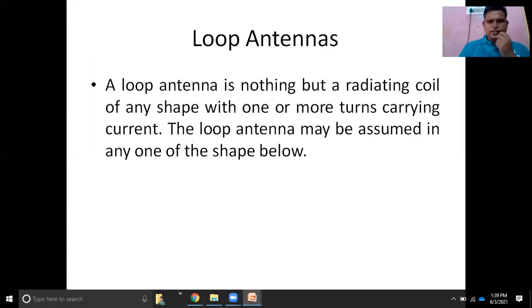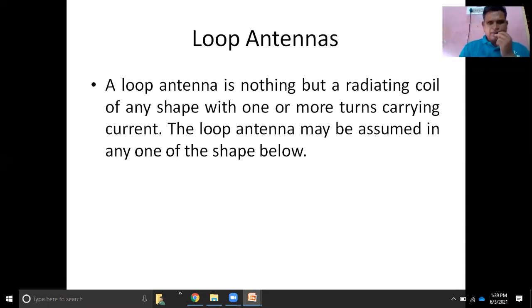Now we will discuss the loop antennas. Normally these loop antennas are used as receiving antennas in most electromagnetic communication. Most of them are receiving, though for transmission purposes they are also used. These antennas are also used in RFIDs.